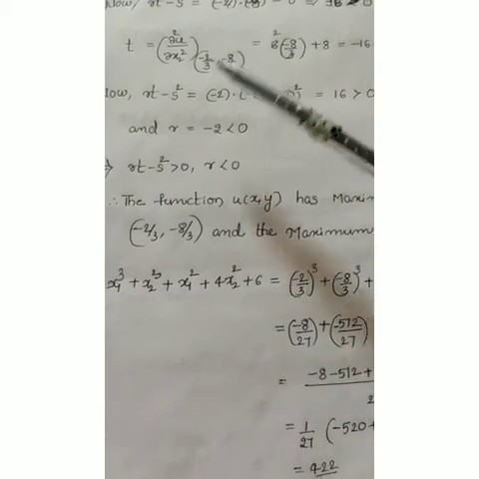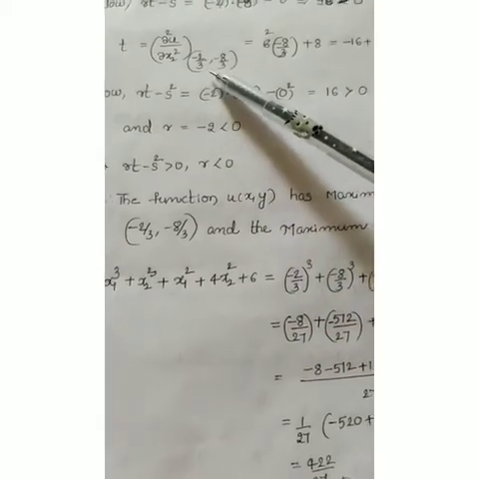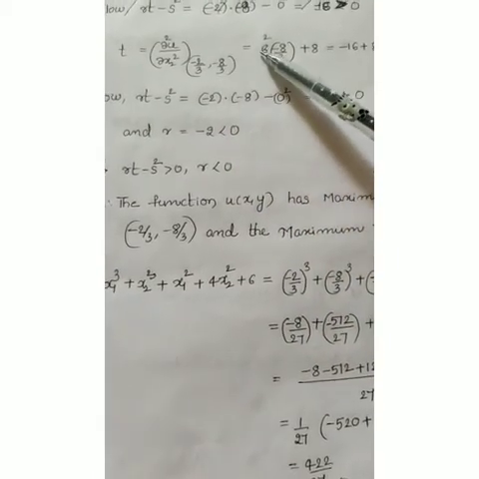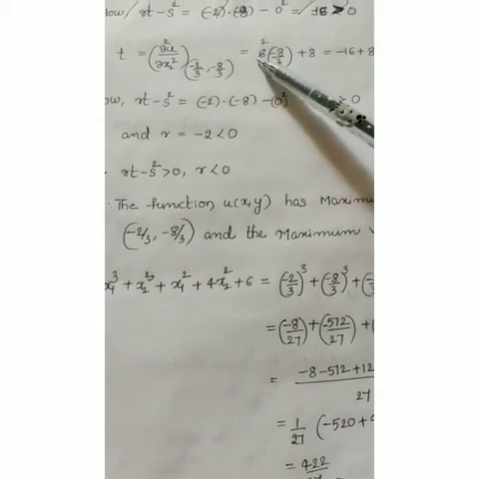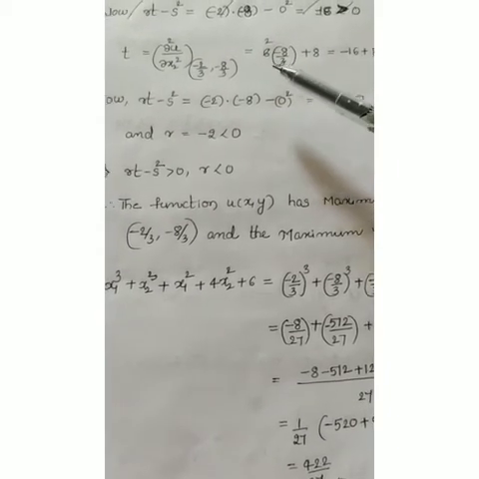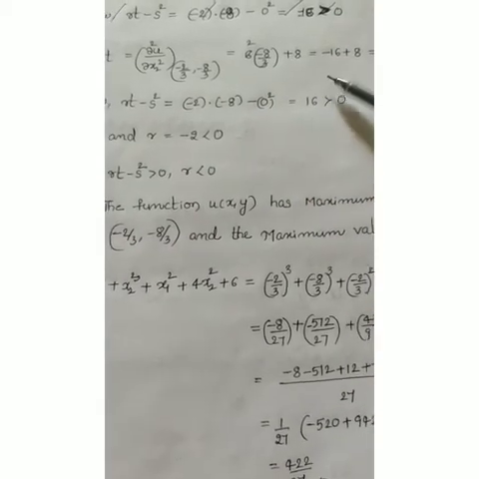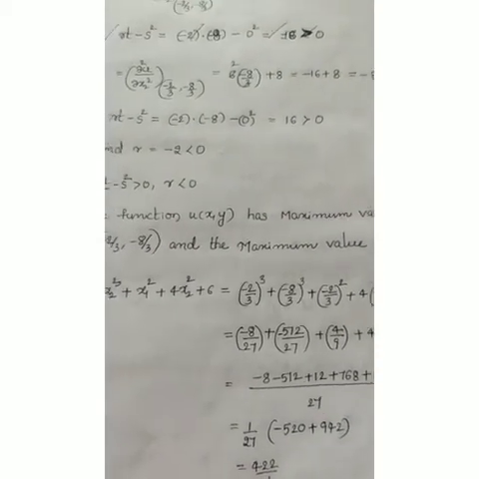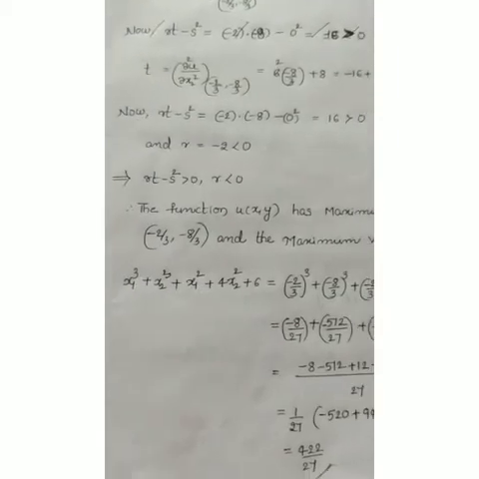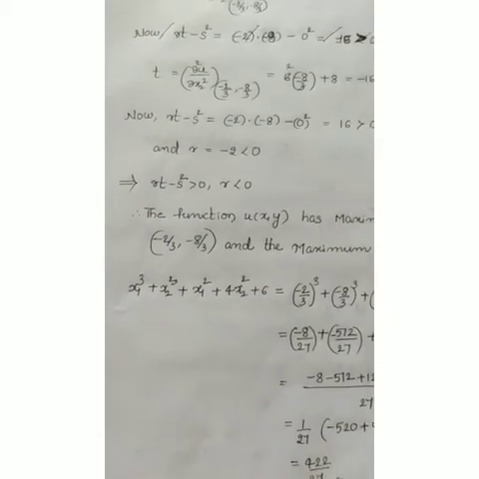Next the t value, ∂²u/∂x2² at (-2/3, -8/3), so here we get 6x2 + 8. So the x2 value is 6 into -8/3 plus 8, 3 into 2, so -16 + 8, that is -8. Now we have to find out the rt minus s² value.